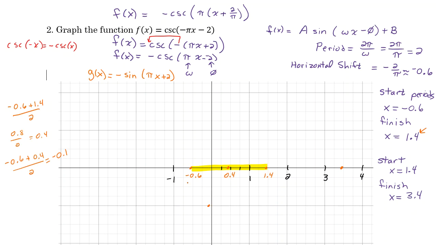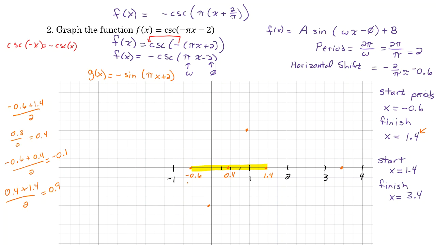And then halfway between 0.4 and 1.4, it's going to be at its maximum. So that's 1.8 divided by 2, which is 0.9. So x equals 0.9 would be about right here. That looks about right. And then it's going to be up here at its max of 1.